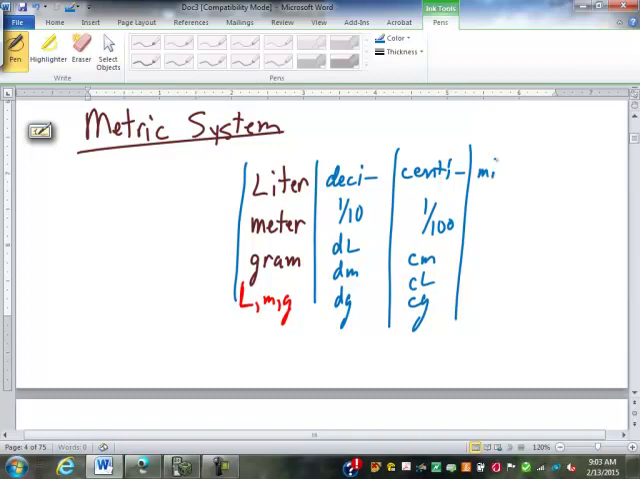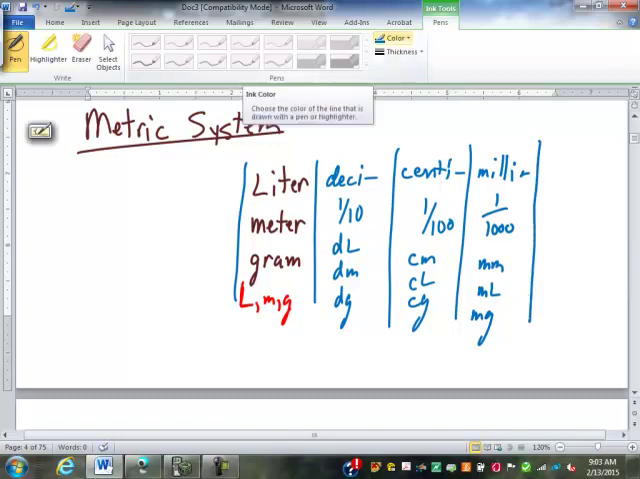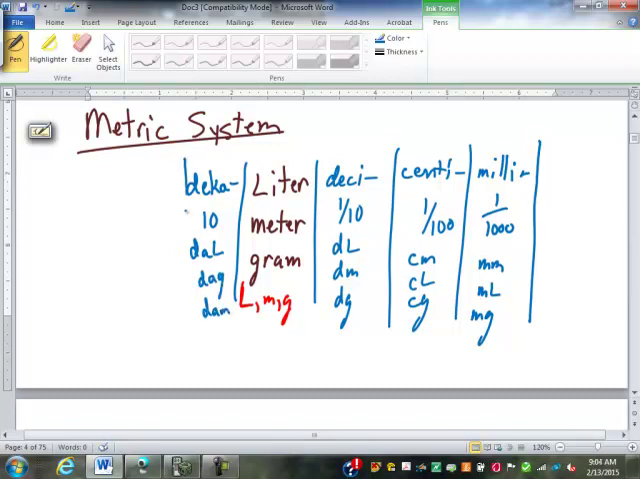Smaller than centi is milli. Milli means 1/1000th. So millimeter, milliliter, milligram. There are ones that are smaller than that. We're going to get to those in a minute. Going larger, we had deca. Deca stood for 10. Now, D, M, DL, DG are already used for deci, so they use DAL, DAG, DAM for deca. DAM stood for a decameter, that is 10 meters long.